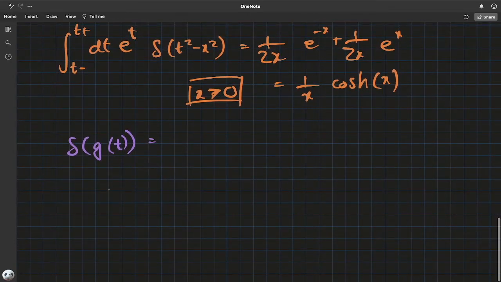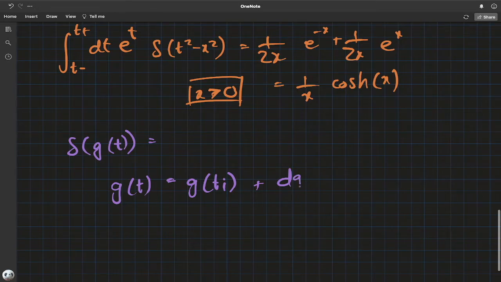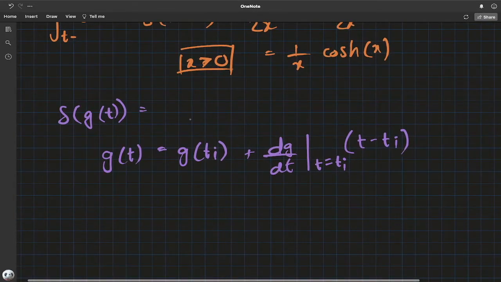Well, what we can do is write g of t as g of t sub i plus the derivative of g with respect to t, evaluated at t equals t sub i. This is using the Taylor series, the first two terms of the Taylor series. And this is for t equal to t sub i plus epsilon, for epsilon arbitrarily small.